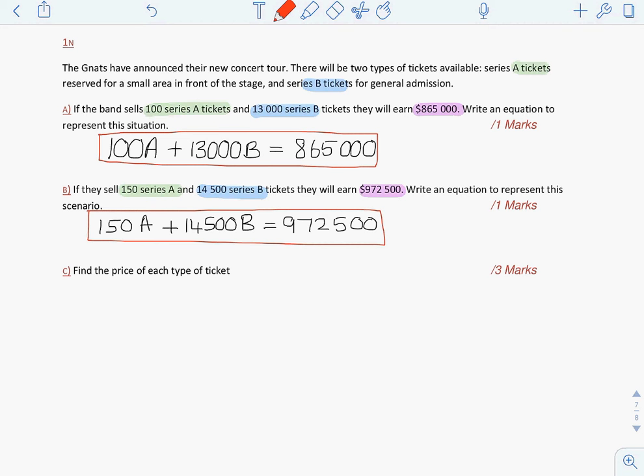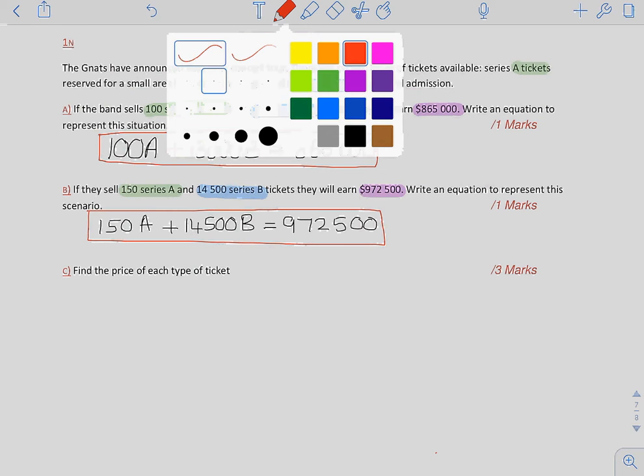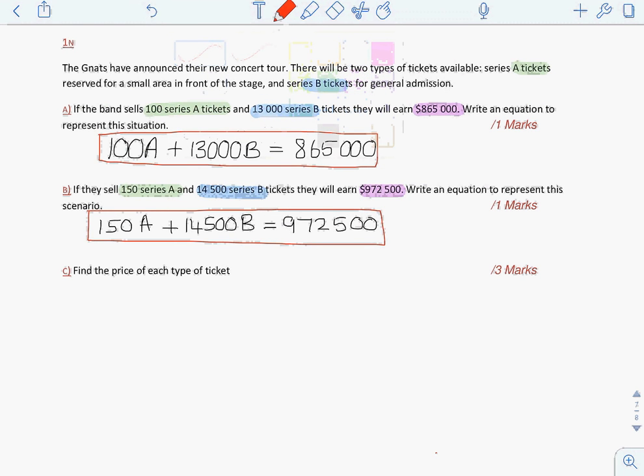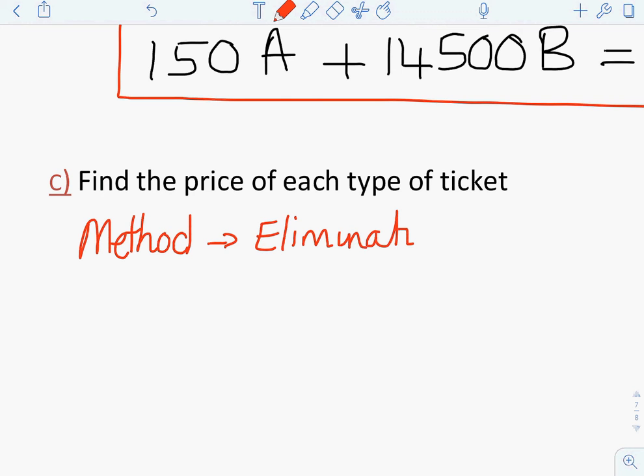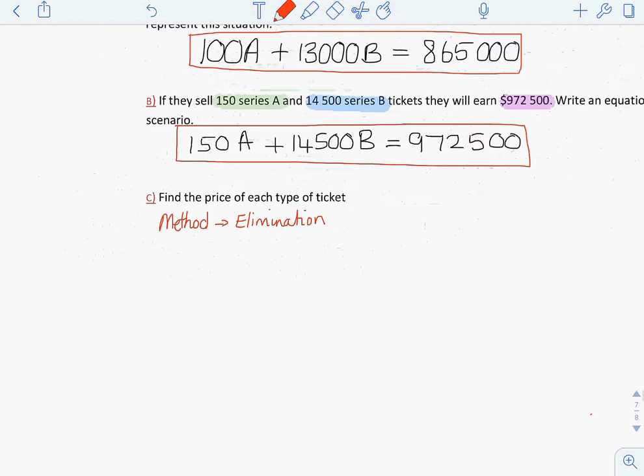C is where we're going to do a little bit more working. We know this because, well, read the marks. If we have to do 3 marks worth of questions, then we're doing a little bit more than just writing 1 equation. In fact, it asks us to find out the price of each type of ticket. Well, we have 2 equations with 2 unknowns, so we can solve them simultaneously. Now, I'm going to use the method of elimination. If you can't remember how to use elimination, please go back a few tutorials where we go over that.